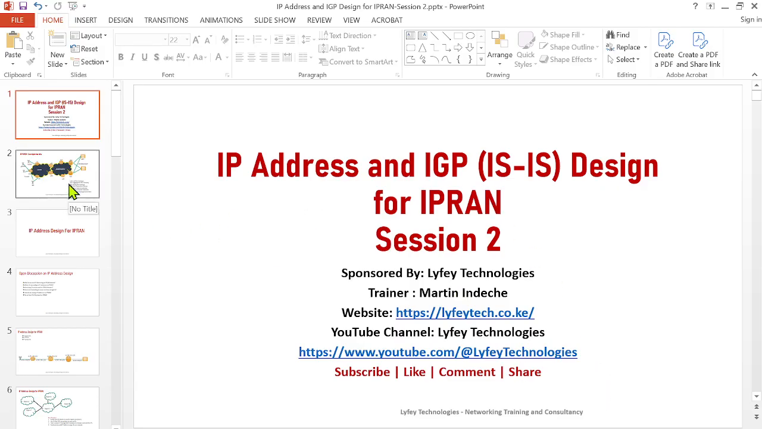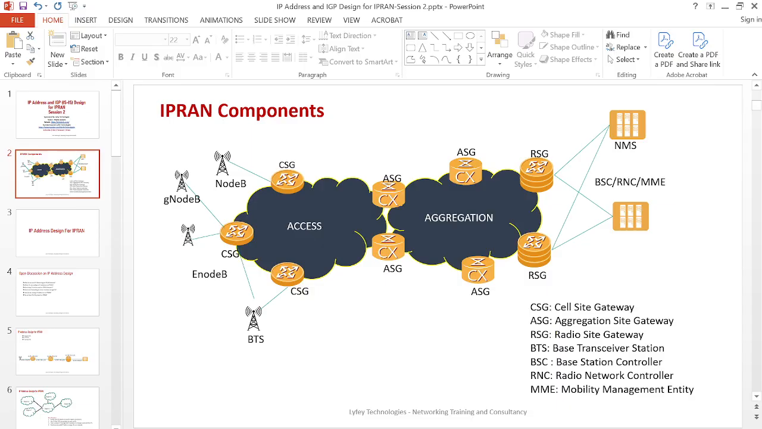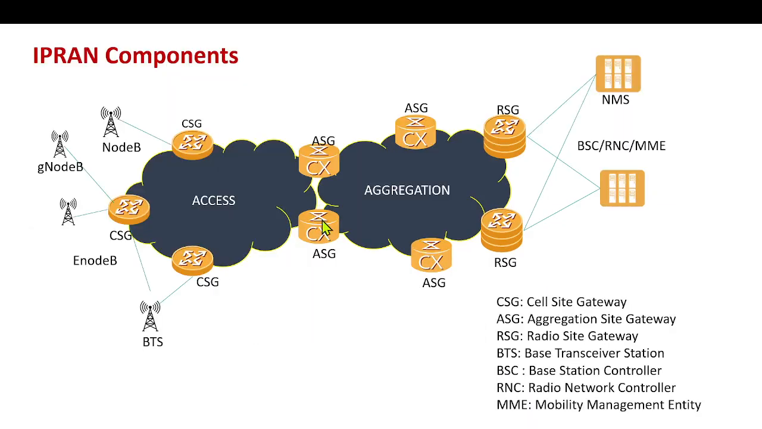So in our last session, we discussed the IPRAN network. We also discussed the different transmission methods that we can use from the radio to the network controllers. So this is the typical architecture of the IPRAN network. We already went through it. We mentioned the different nodes that we have on the IPRAN network. We have the access, we have the aggregation. So in these different layers of the network, we are deploying different types of equipment.